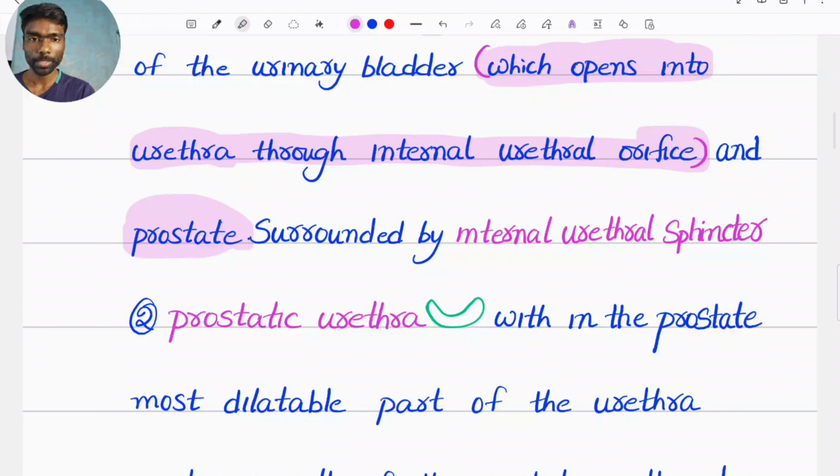This entire pre-prostatic urethra is surrounded by the internal urethral sphincter. What is meant by a sphincter? It is nothing but a circular muscle which surrounds any tubular structure and controls its opening and closing.